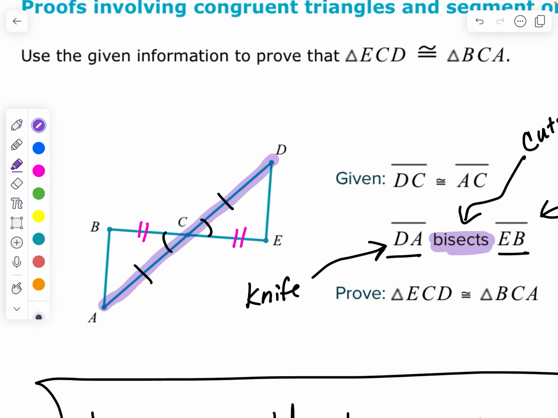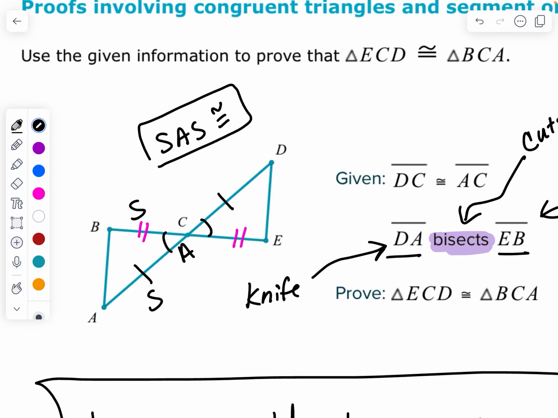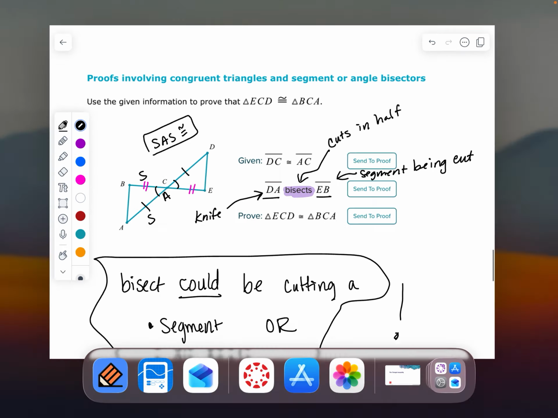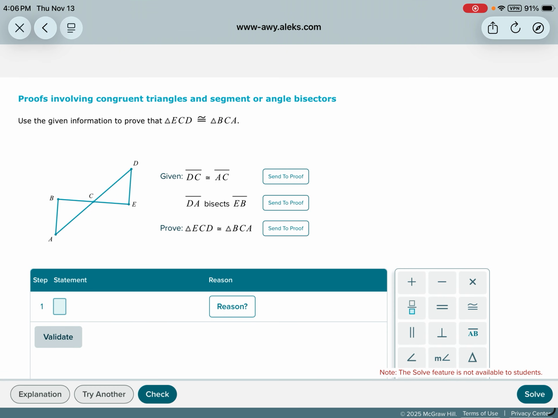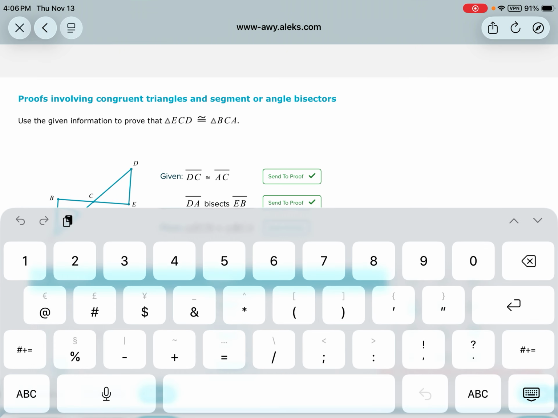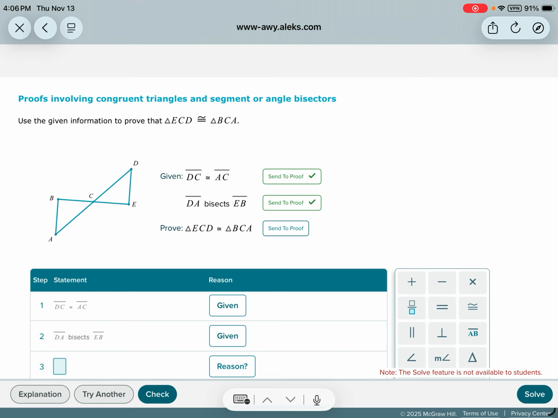All right, so now let's look up here. Now that we've got this all drawn out, what kind of triangle congruence do we have going on up here? We have two sides and an angle. Side, angle, side. That is side, angle, side congruence. All right, well, let's head back over to ALEKS and write it in. So we're going to send those to proof. Oh, sorry, I put my keyboard away. Let me pull it back out.